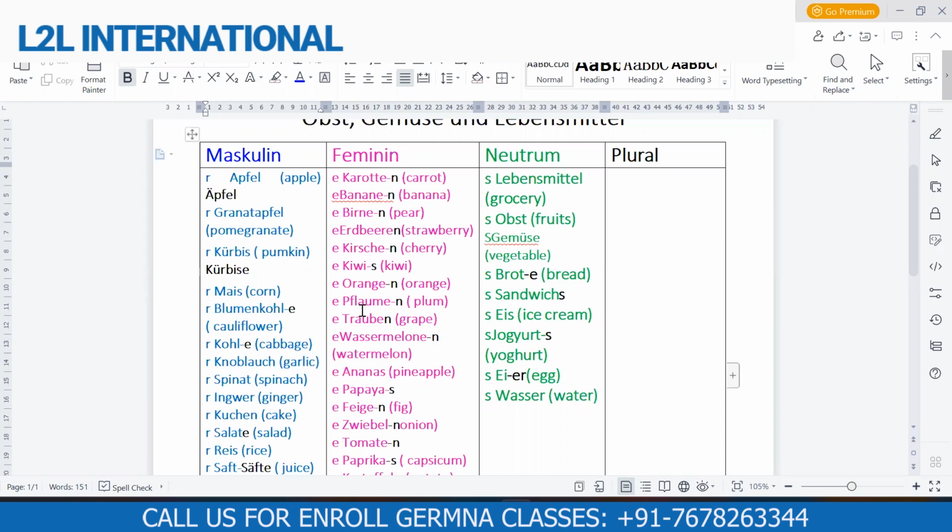Die Karotte, die Karotten. Die Banane, die Bananen. Die Birne, die Birnen. So carota, caroten, banana, bananan, and birna and birnan. Carota is carrot, banana is banana, and birna is pear. So it changes to N. Sana, did you get it correctly? Yeah, okay. Then we have the next three.